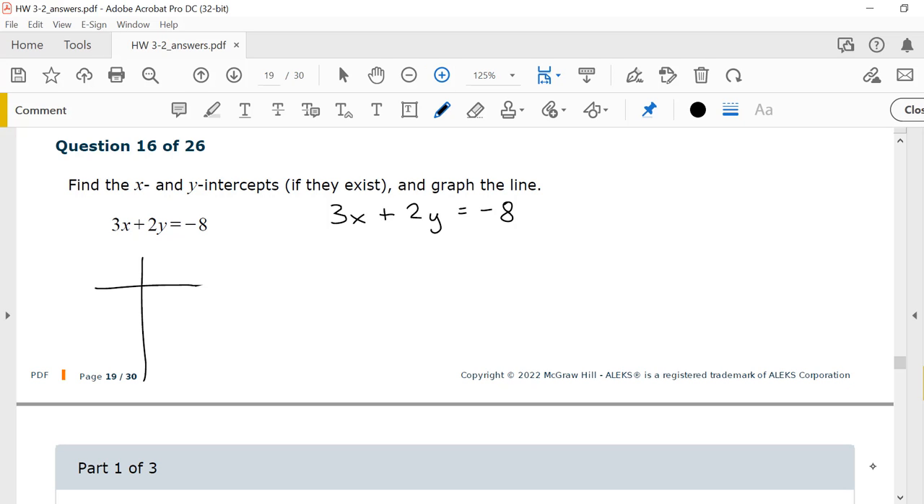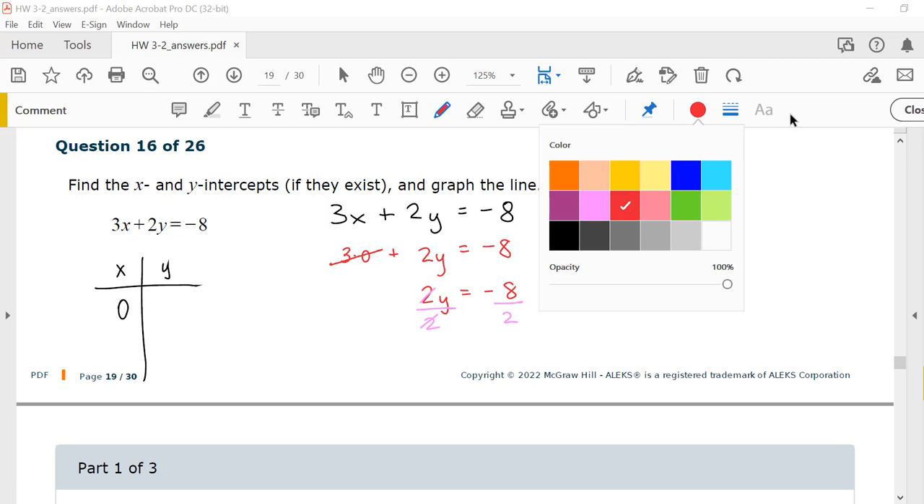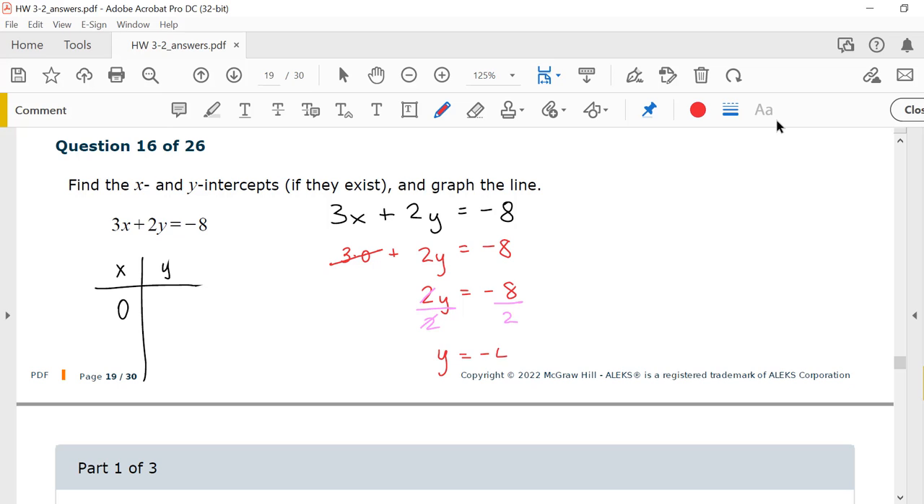Okay, number 16, find the x and y intercepts. The line is 3x plus 2y equals -8. So I'm going to do a little chart here. I'm going to plug in 0 for x first. If I plug in 0 for x, 3 times 0 plus 2y equals -8. 3 times 0 is gone. So I have 2y equals -8. To solve for y, I need to divide both sides by 2. So I get y equals -4. So y is -4 when x is 0.